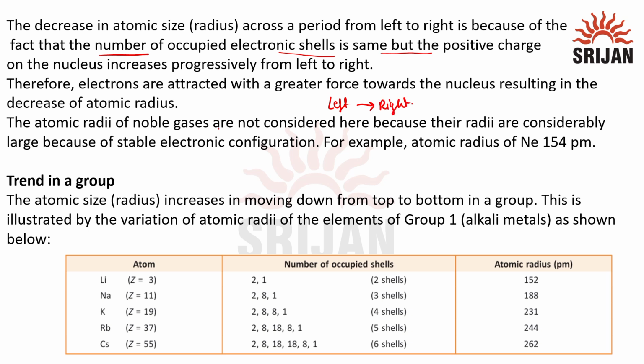Now talking about what happens to the atomic radius in a group. So the atomic radius increases moving down the group, top to bottom. For example, here we can see the group 1 elements, that is lithium, sodium, potassium, rubidium and cesium. So here the shell number is also increasing, right? And also the atomic radius is increasing from 152 picometers to 262 picometers in cesium. So we know now that in a group the atomic radius increases.